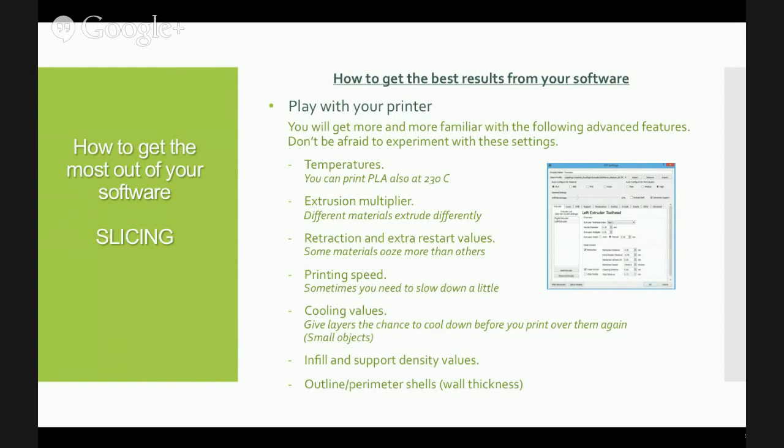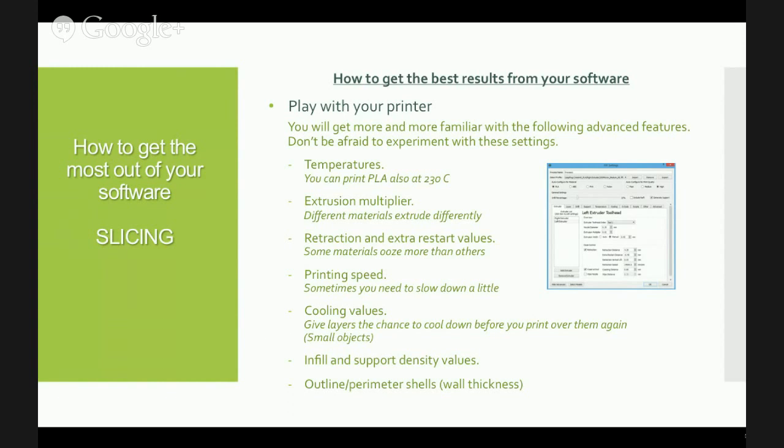Retraction and extra restart values. Some materials are oozing more. If you're printing PLA at a high temperature, it will drip out of your nozzle more. And if you print at low temperature, it won't drip as much. So what you want to try is with the retraction values. Increase the retraction values and make sure that the printer is pulling back the material out of your nozzle so it won't ooze into the other nozzle in the other print that you're printing with your other nozzle. So with the retraction values, you can always play.